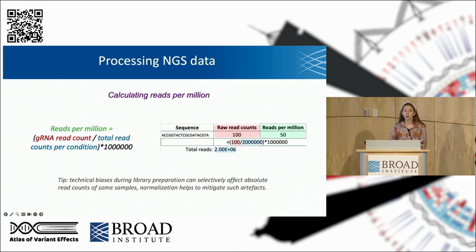This step is required since, due to various hands-on biases that might occur in the lab or technical differences between the samples, the absolute read counts may vary from one condition to another, and bringing the conditions to reads per million helps to mitigate this bias.